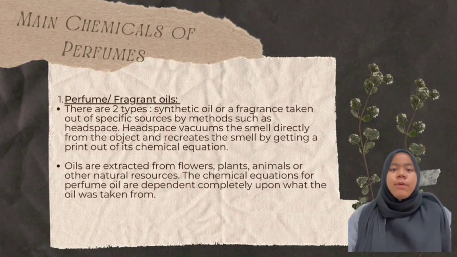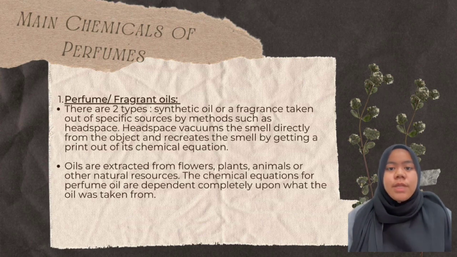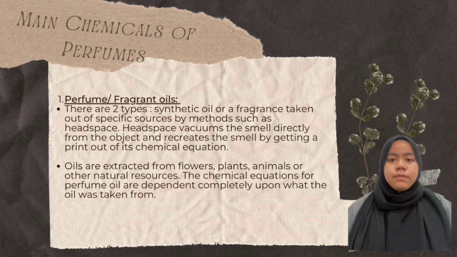Main chemicals of perfume. One, perfume or fragrant oils. There are two types: synthetic oil, or fragrance taken out of specific sources by methods such as headspace. Headspace vacuums the smell directly from the object and recreates the smell by getting a printout of its chemical equation. Oils are extracted from flowers, plants, animals, or other natural resources. The chemical equation for perfume oil is dependent completely upon what the oil was taken from.